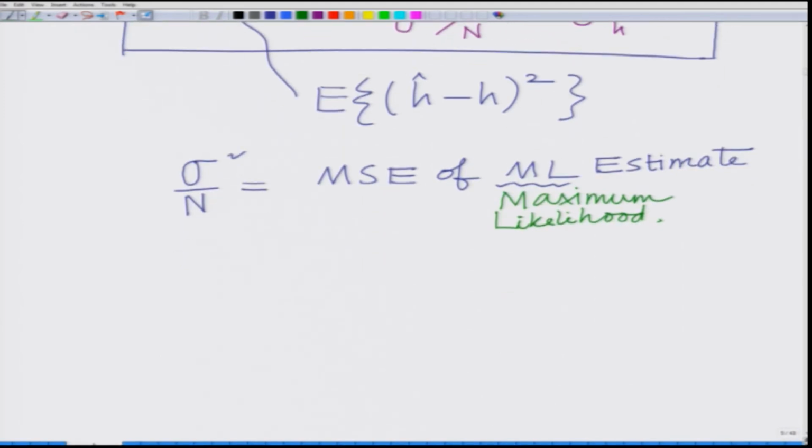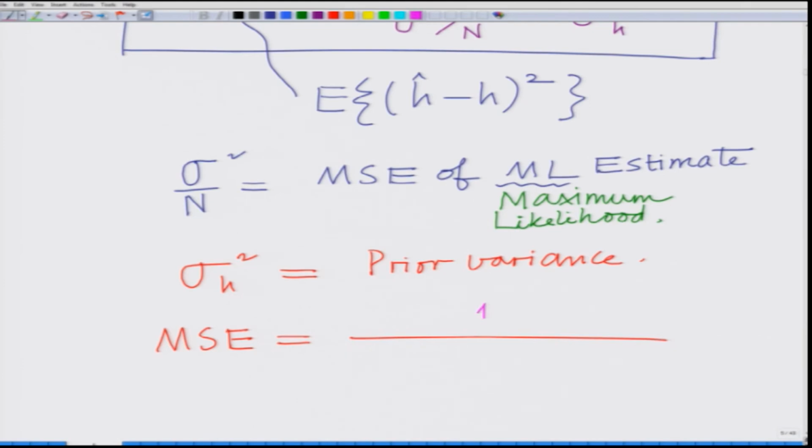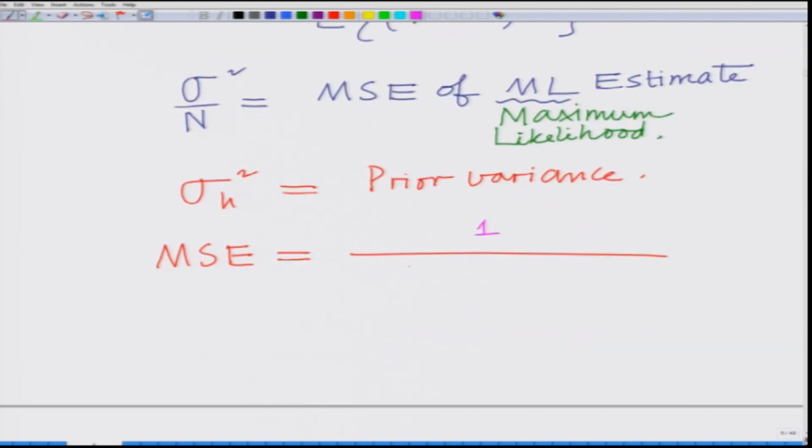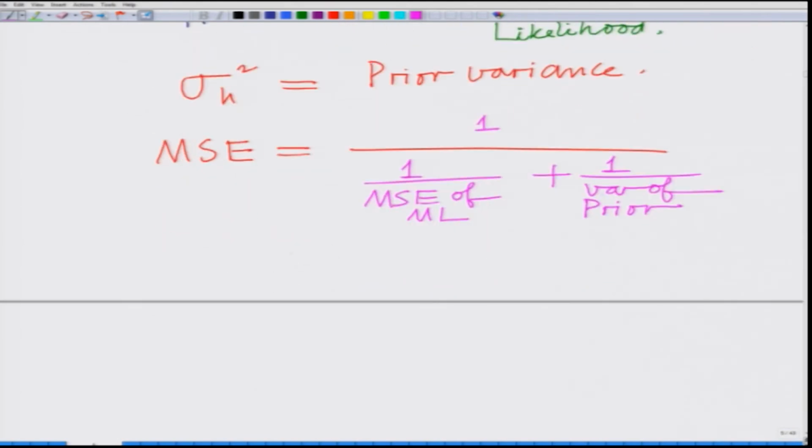Similarly, sigma h square is the prior variance. Therefore, what we have is the MSE is basically, you can now see that this is nothing but 1 over the MSE of ML, mean squared error of ML, plus 1 over the variance of the prior, and this is an interesting result, which basically means that this is nothing but the harmonic mean.